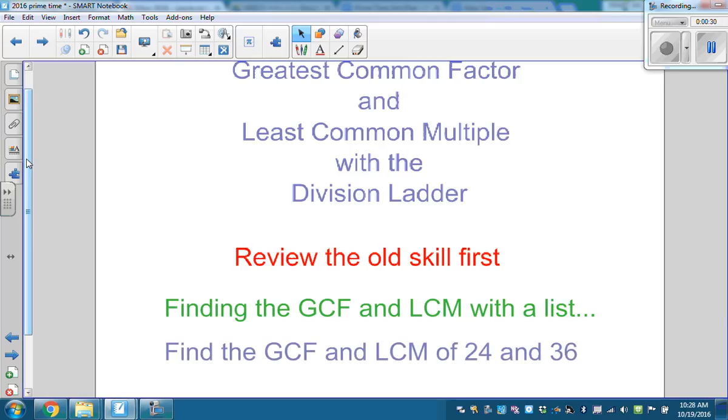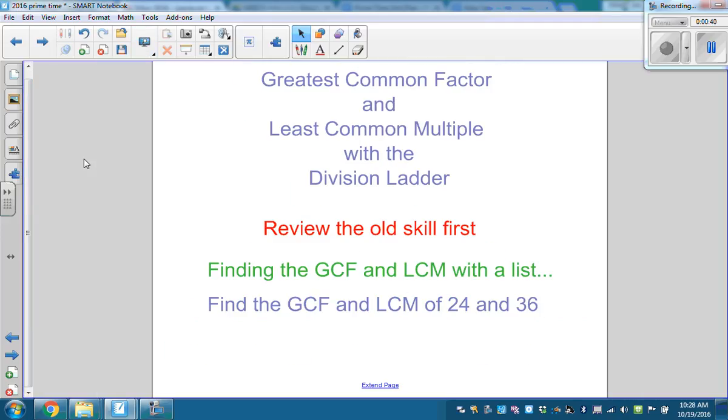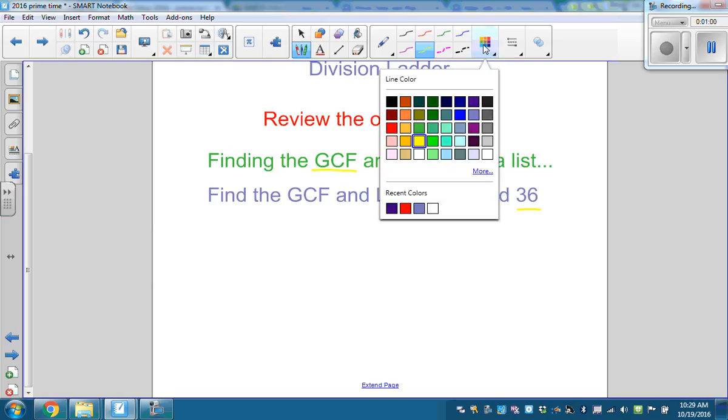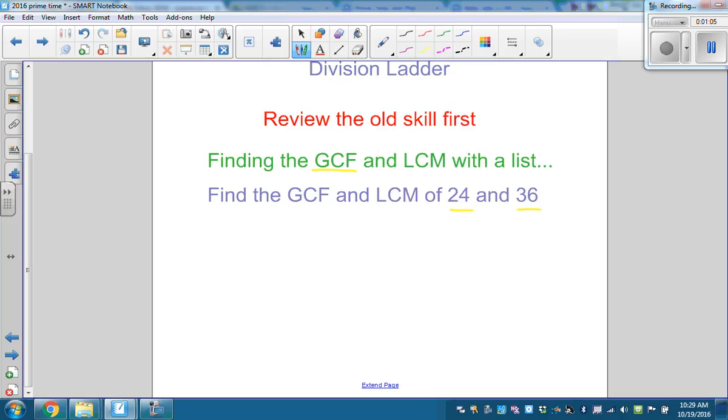And for our old school skill review, we're going to find the GCF and LCM with a list. We're going to find the GCF and LCM of 24 and 36. As we worked on this yesterday, to find the GCF, the greatest common factor of 24 and 36, the first thing that we want to do is list all the factors. And we can do that with factor pairs.